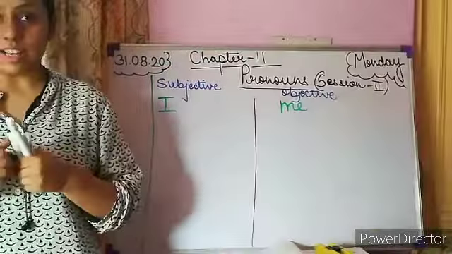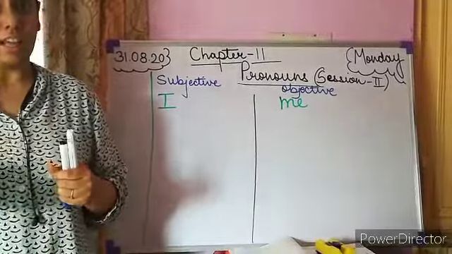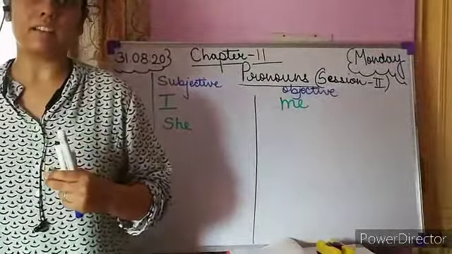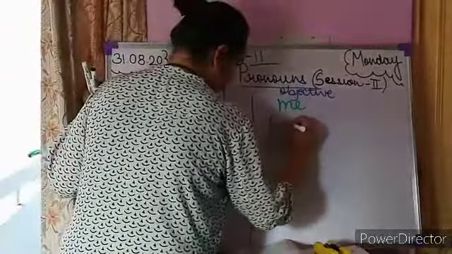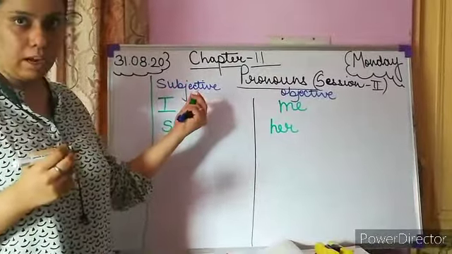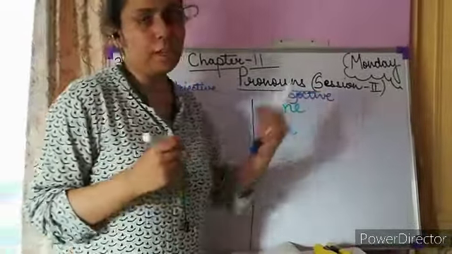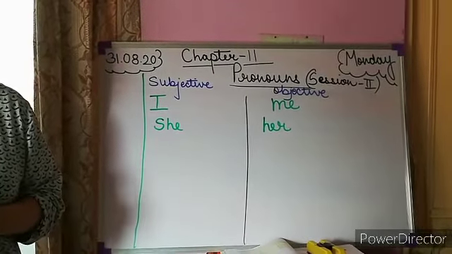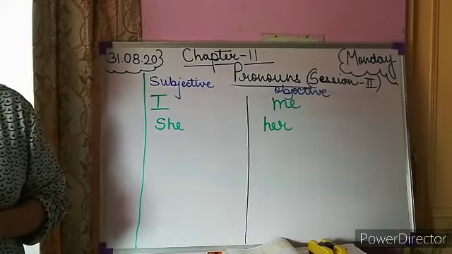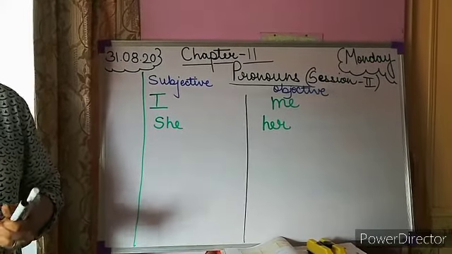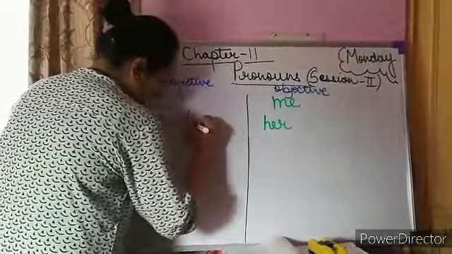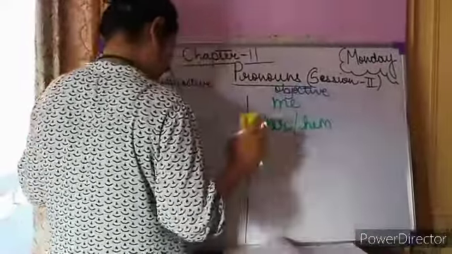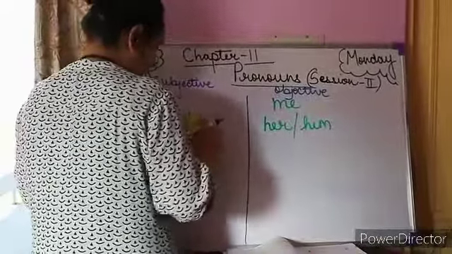Next, my mother also likes Alpha. So, we can say she likes Alpha and Alpha likes her. So, she is subjective pronoun and her is actually objective pronoun. Next, my father also likes it, and Alpha also likes my father. So, we can say he likes Alpha and Alpha likes him.